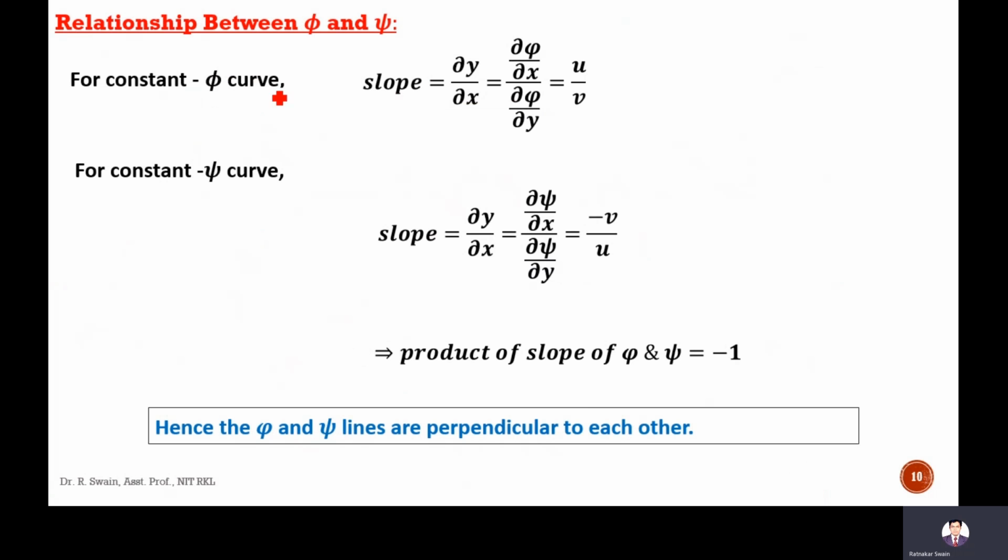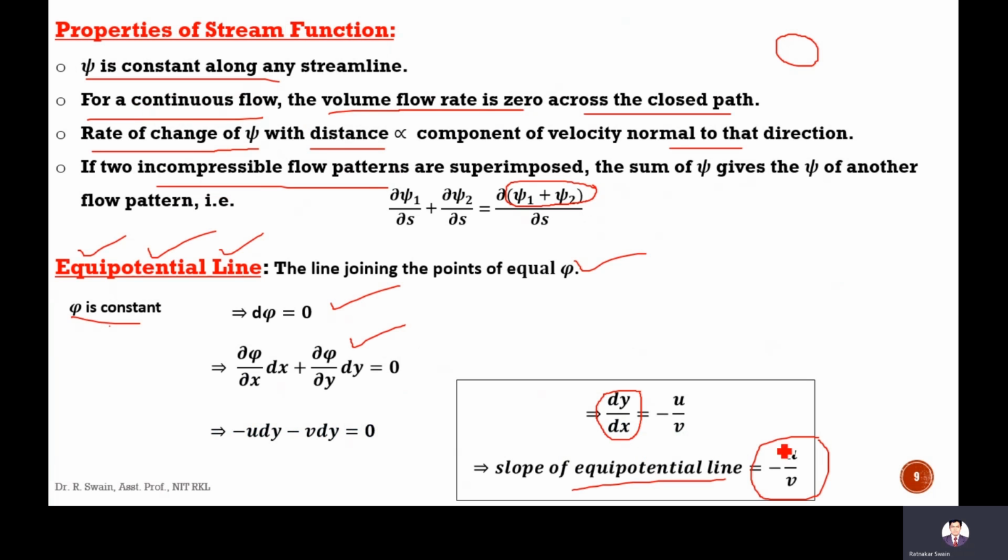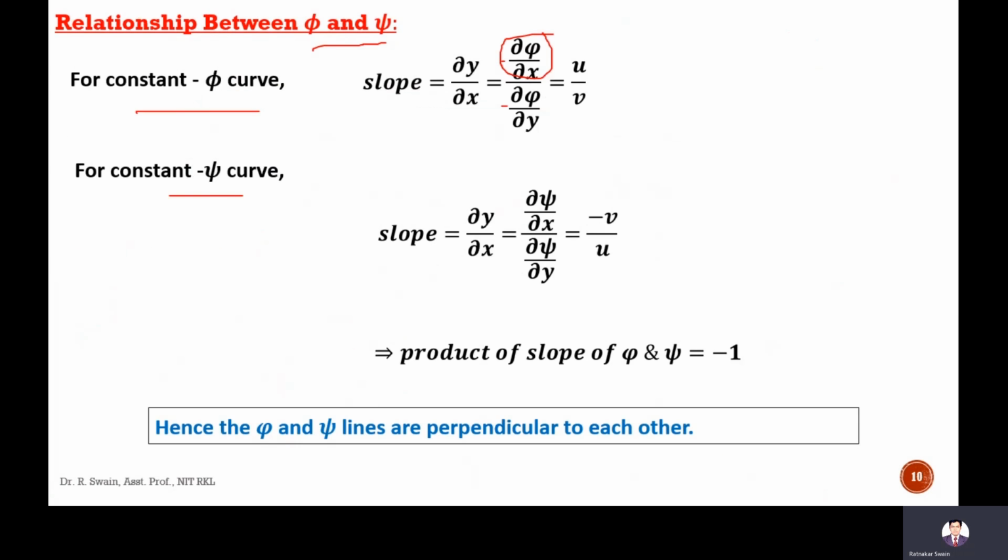Next, if you want to find the relationship between phi and psi, for a constant phi curve, the slope del y by del x is equal to del phi by del x divided by del phi by del y, which is u by v. The minus signs will cancel, so it will be u by v. For a constant psi curve, that we already discussed in the last slide, del y by del x is del psi by del x over del psi by del y, which is minus v by u. So the product of the slopes of phi and psi lines is minus 1.